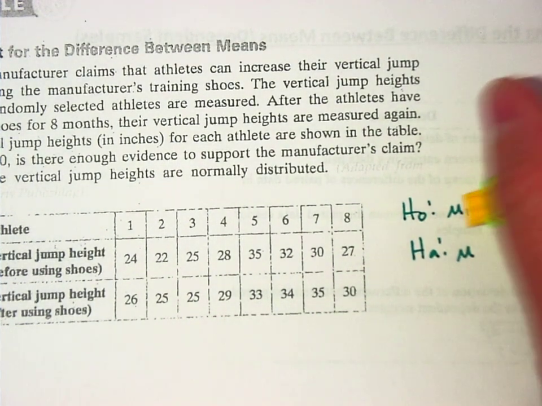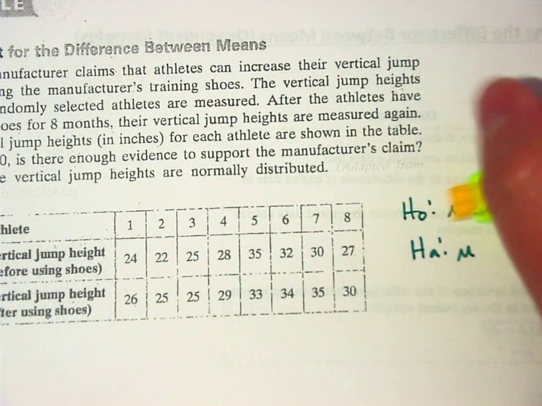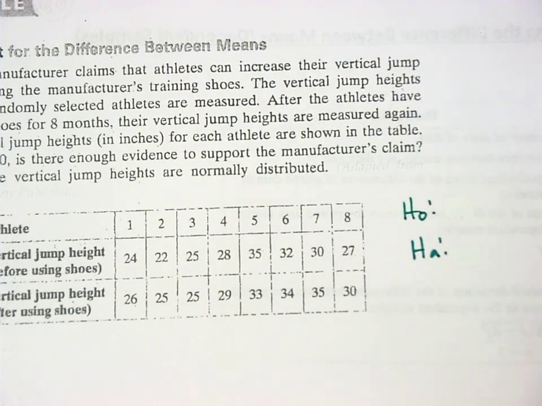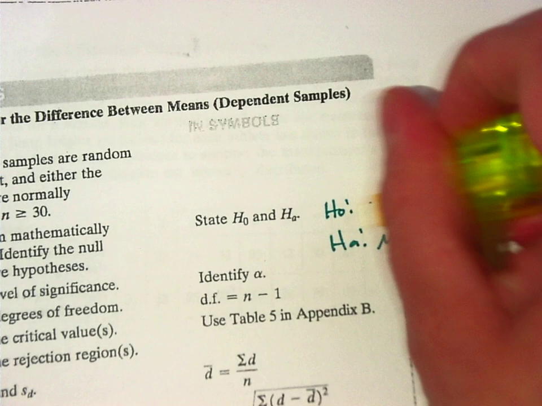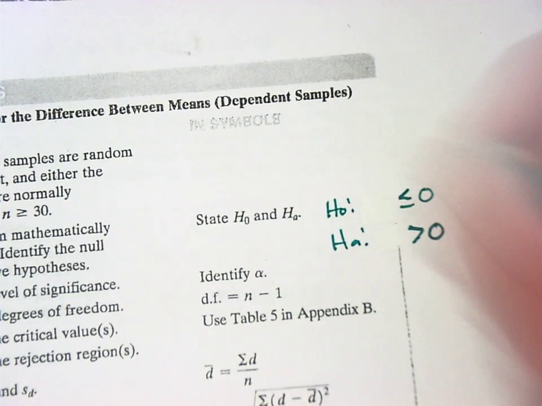So you don't say that they're compared to each other. You say that the difference, and so it's not even mu. I'm sorry, guys. I made a couple mistakes today on the front side, too. Shouldn't be mu's, it should be d's. The difference is greater than 0 or less than 0. D.